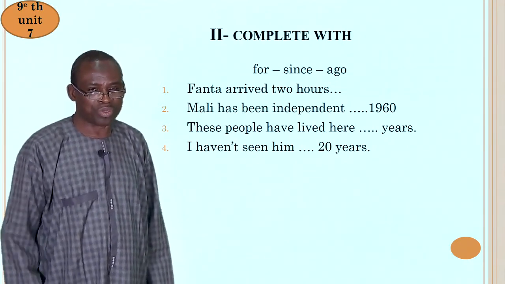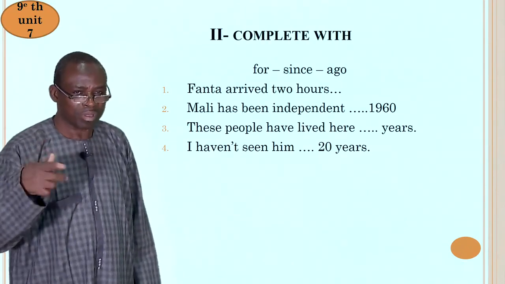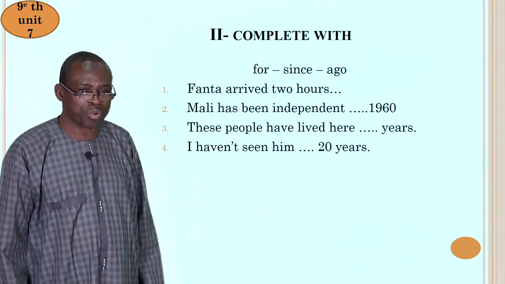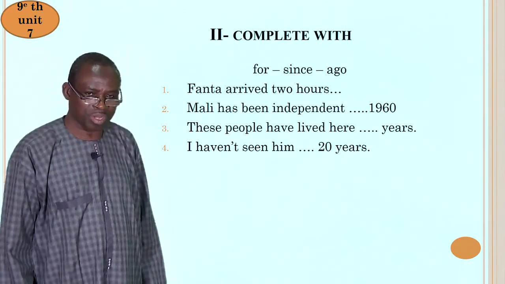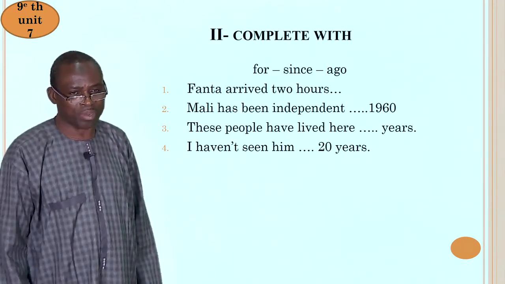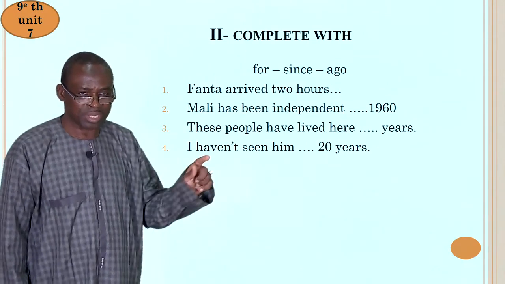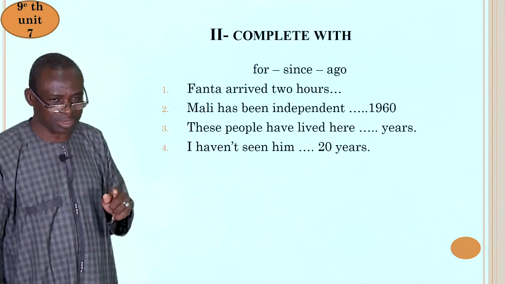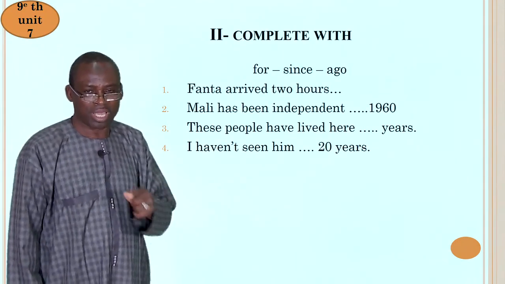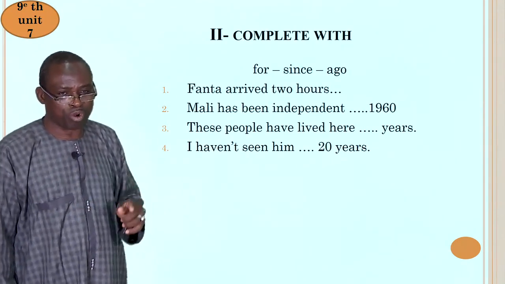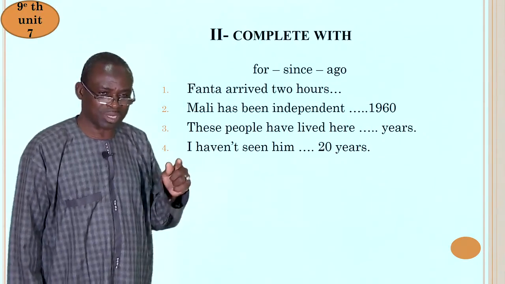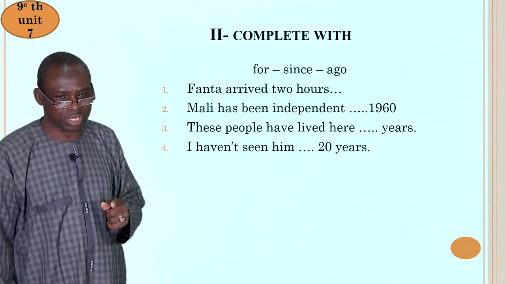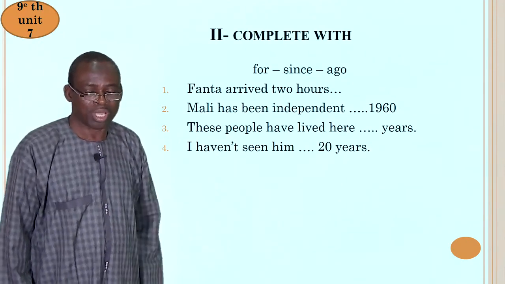I repeat this exercise. Number 2. Complete with for, since, ago. 1. Fanta arrived 2 hours. 2. Mali has been independent 1960. 3. These people have lived here years. And 4. I haven't seen him 20 years.